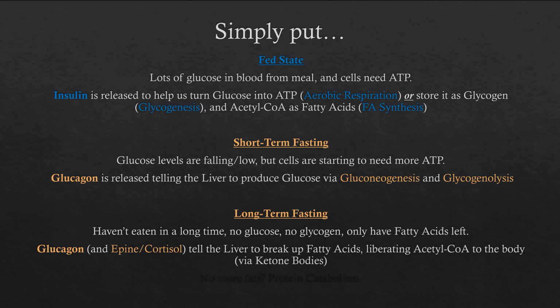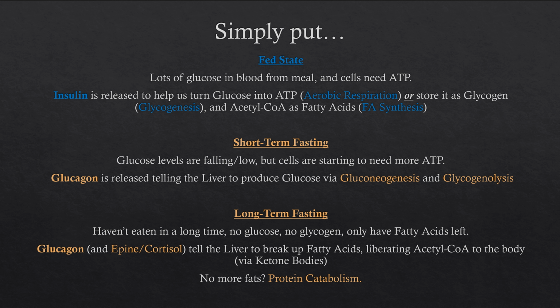We only really have fatty acids left. So glucagon and those other two hormones that we talked about earlier are going to tell the liver to break up those fatty acids in that beta oxidation process, which is going to liberate that acetyl-CoA to the rest of the body. And remember, we need to turn that acetyl-CoA into ketone bodies so that they can travel through the blood pretty easily. And then finally, as a last resort, if we don't have any more fat, we're stuck with eating ourselves, basically. You're going to start breaking down your own proteins.